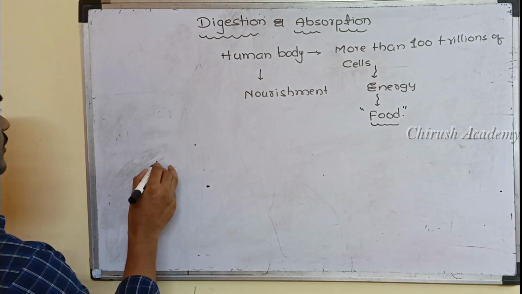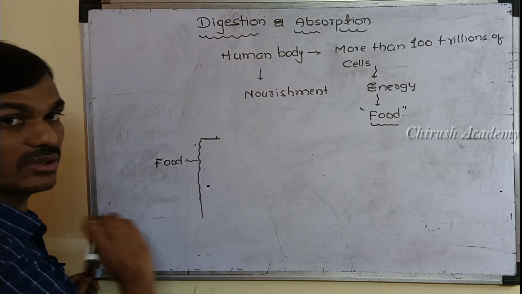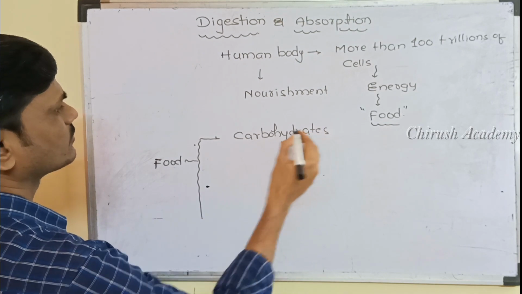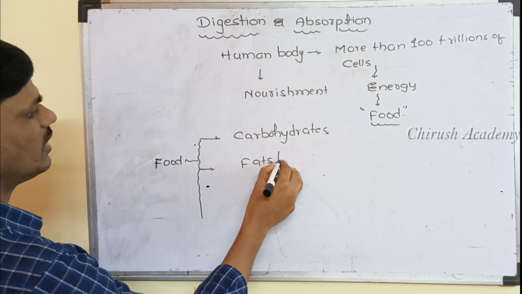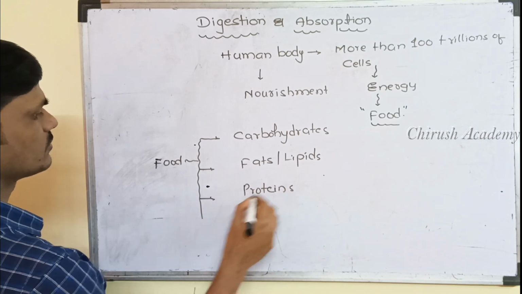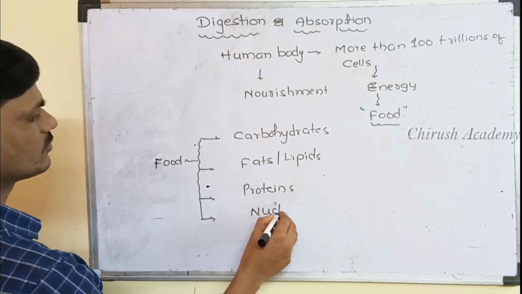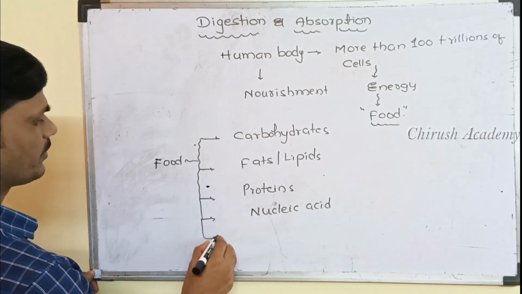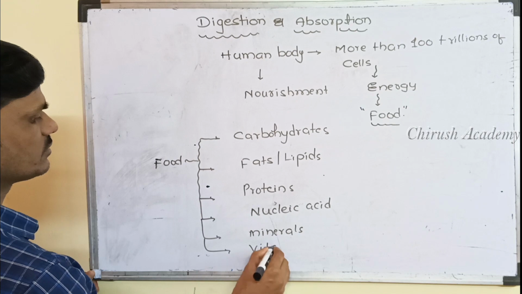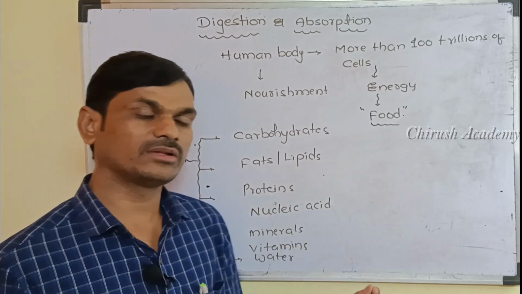The food that we take daily consists of carbohydrates, fats or lipids, proteins, nucleic acids, minerals, vitamins and water. So these are the components that are present in our food.